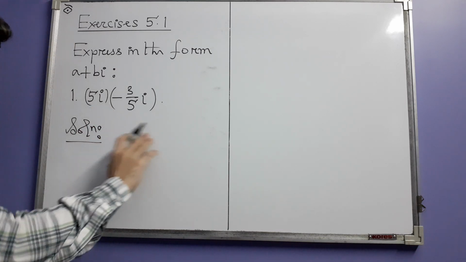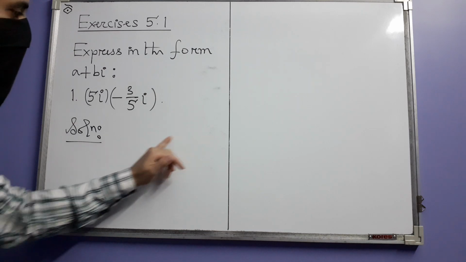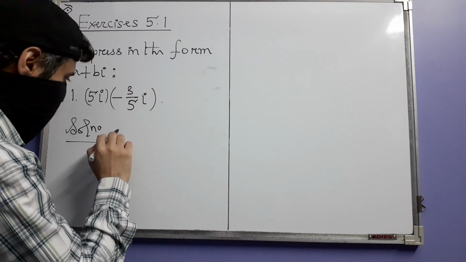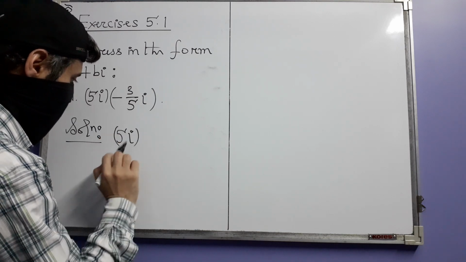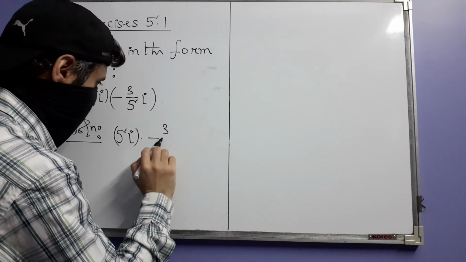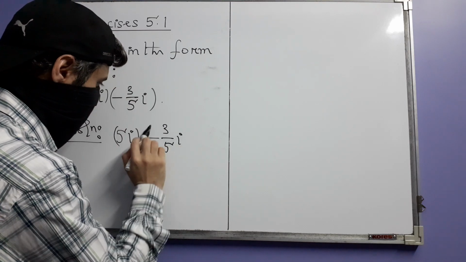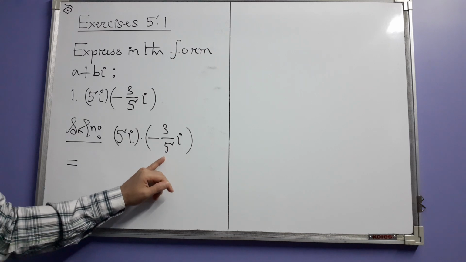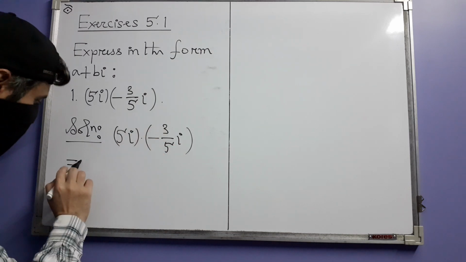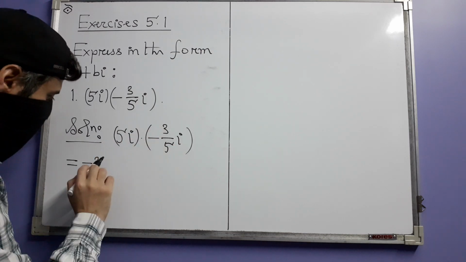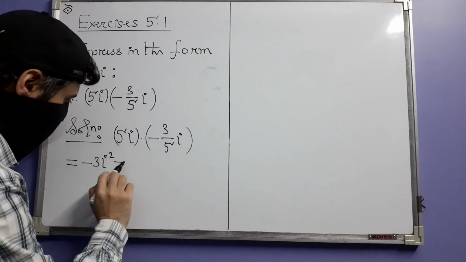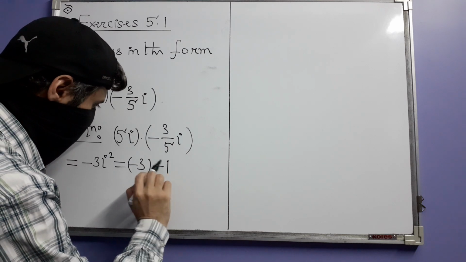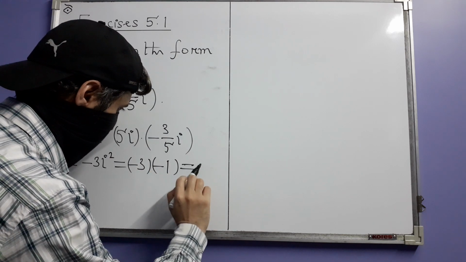So we ideally have to start the solution by writing "we have", but I am not going to write those things. I straight away simply just write the number and do the calculation. So you can already see that 5 and this 5 cancel each other and you have minus 3, and along with that i square. So i square is what? Minus 1. So that way you get 3.